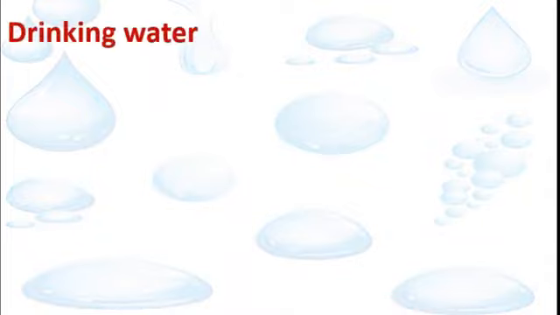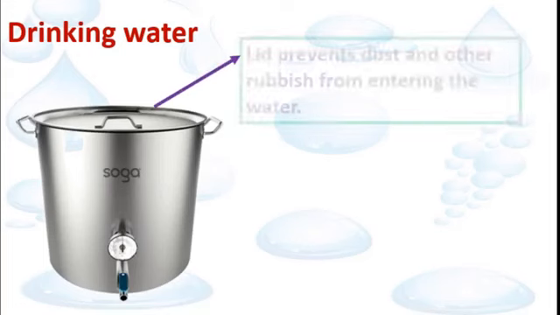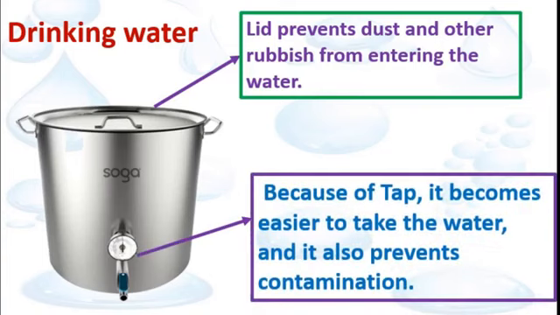Drinking water. We keep the drinking water containers covered. Why? Because the lid or the cover prevents dust and other rubbish from entering the water, and with the tap, it becomes easier to take the water, correct? The tap helps us to take the water out and it also prevents contamination.